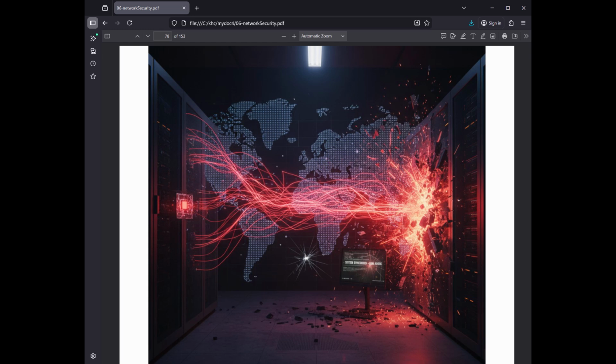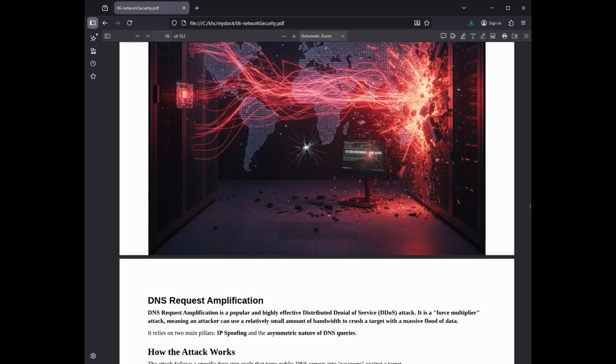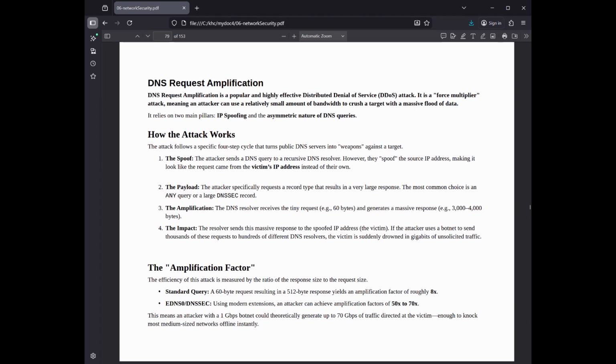How the attack works: the attack follows a specific four-step cycle that turns public DNS servers into weapons against a target. 1. The spoof. The attacker sends a DNS query to a recursive DNS resolver. However, they spoof the source IP address, making it look like the request came from the victim's IP address instead of their own. 2. The payload. The attacker specifically requests a record type that results in a very large response. The most common choice is an ANY query or a large DNSSEC record.